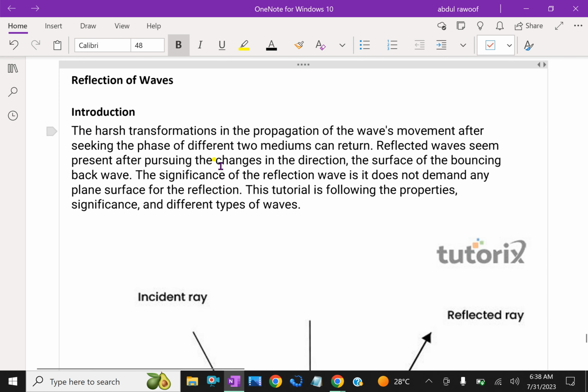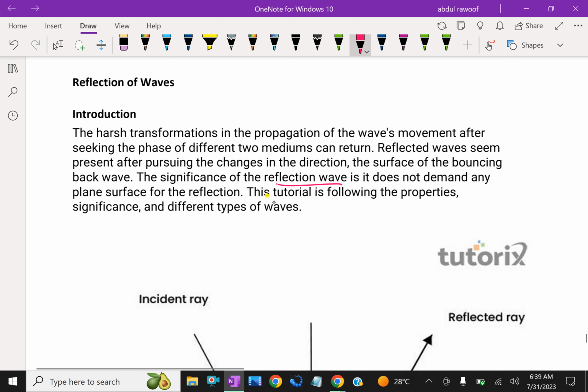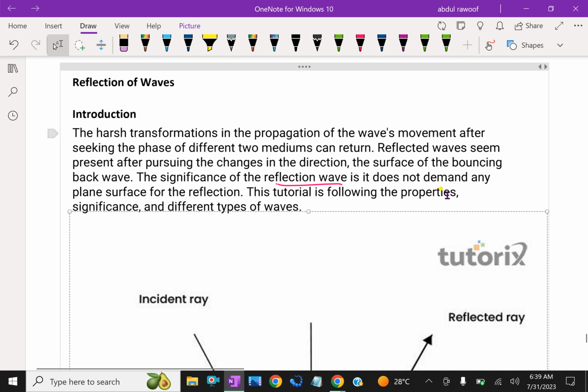The propagation of wave movement after meeting the boundary of two different mediums can return reflected waves, seen after a change in direction of the surface. The significance of reflected waves is that they do not demand any plane surface for the reflection.